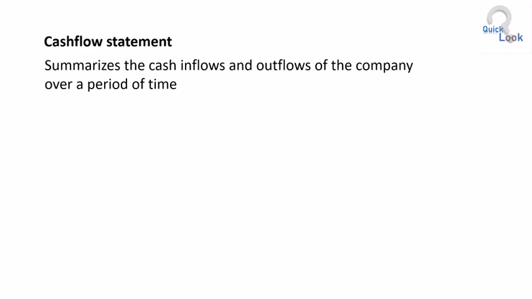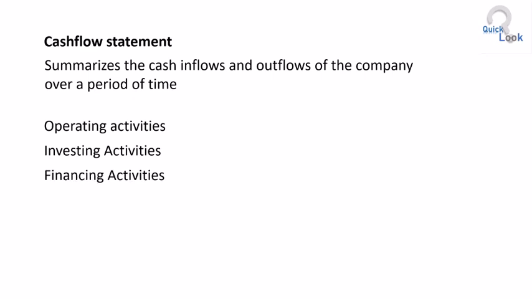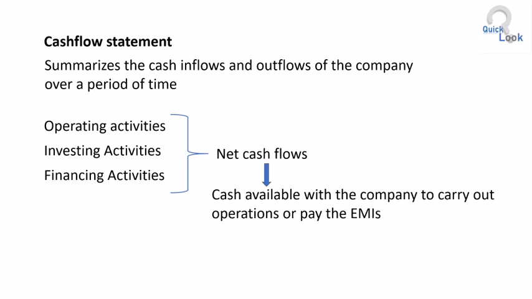The cash flows occur from different activities of the business. It can be from operating activities such as sale of goods or services, or from investing activities. This includes the investments made towards purchase of assets or income from the investments made in a mutual fund, or it can be from financing activities. Financing activities may include the funds raised through debt or equity or the dividends paid by the company to the shareholders of the company. The net cash flows from these activities tell us about the cash available with the company to carry out operations or pay the EMIs on time.